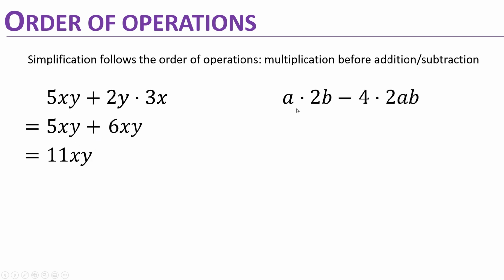Another example, a times 2b gives us 2ab. We copy the minus sign, and then we calculate 4 times 2ab, which is 8ab. We have two like terms again. 2ab minus 8ab, 2 minus 8 is negative 6, so we get negative 6ab.